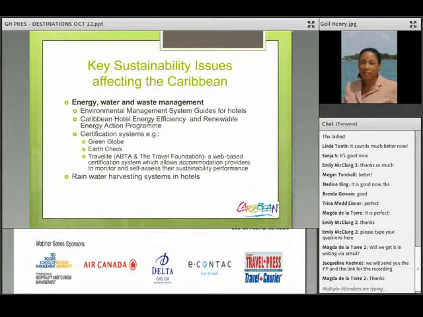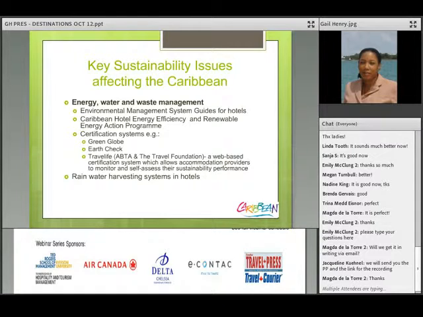Energy, water, and waste management. I wanted to point out that the CTO has been involved together with the Caribbean Hotel and Tourism Association in past initiatives where we have developed environmental management system guides for the hotel sector, for instance. CTO is also currently engaged in an energy efficiency and renewable energy project, which is aimed at assisting Caribbean hotels in managing energy and in moving more towards the use of renewable energy, for example solar energy.